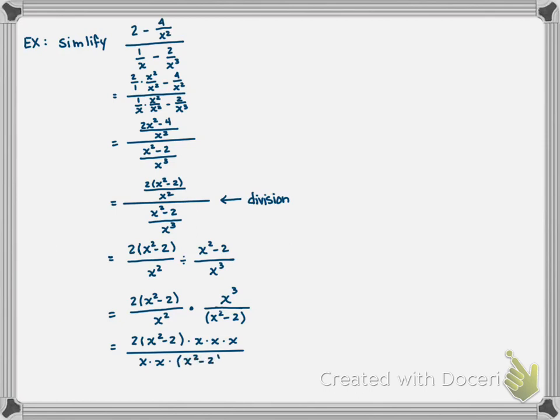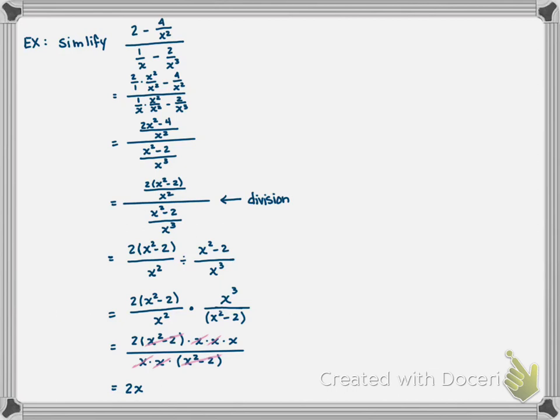Remember, we don't actually do any multiplication. So now I can simplify. So we'll cancel x squared minus 2, cancel a couple x's, and we end up with 2x as our final answer.